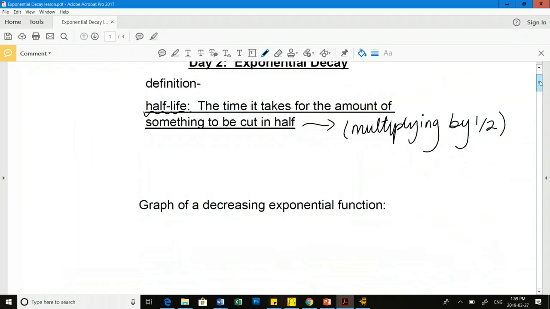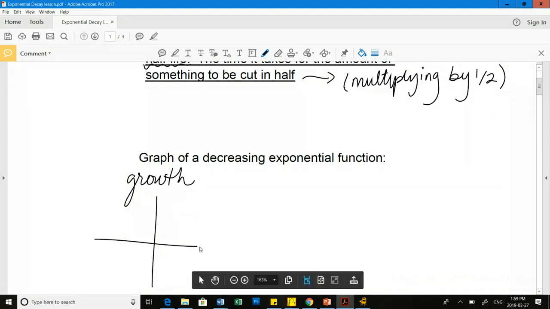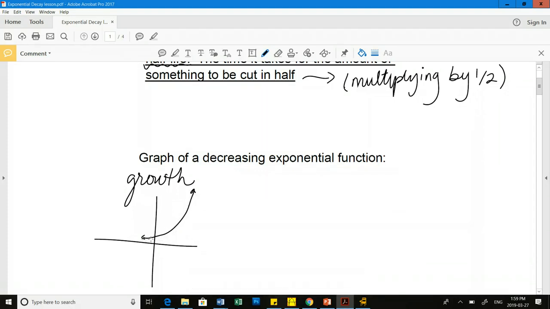Okay, so yesterday we graphed for our bacteria cell, very first example, we graphed an example of what an exponential growth equation looks like. And it was something like this. So it started small, and then it got really big really quickly. So it kind of shoots up toward the right.